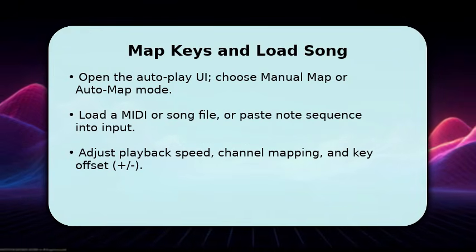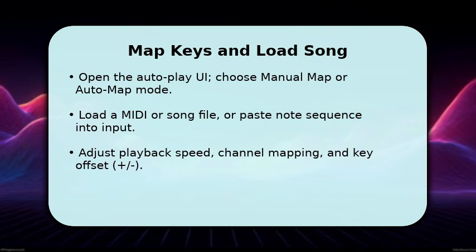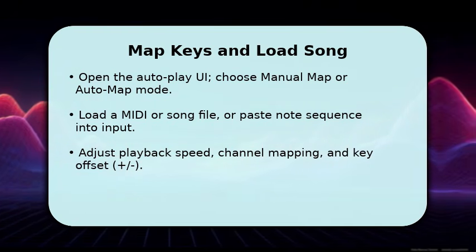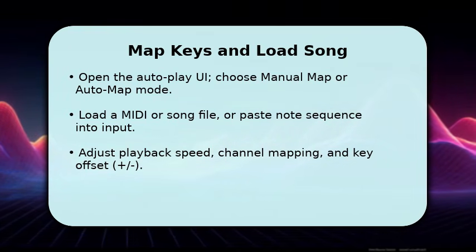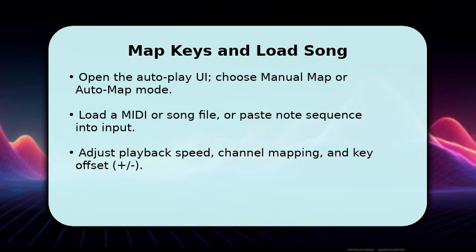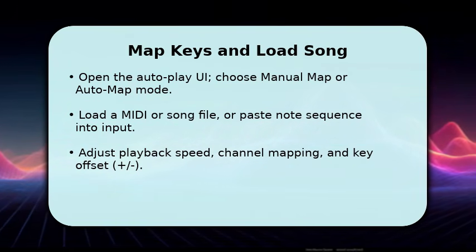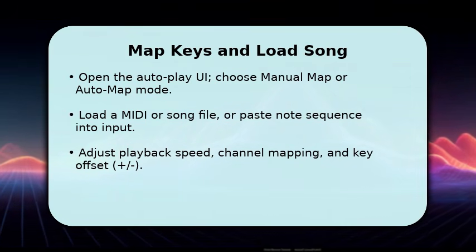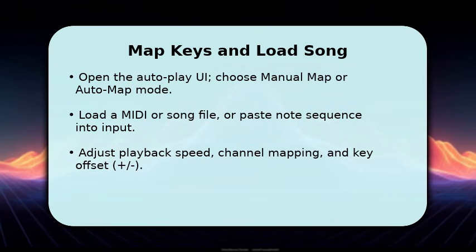You now map notes to keys. Open the Auto Piano interface and pick Manual Map for Precision or Auto Map to convert a MIDI automatically. Once loaded, inspect the note lane and assign each note to a keyboard key. Make sure octaves align and use key offset to correct transposition. Then set playback speed and choose whether to hold notes versus staccato. You should preview a short section at low speed to confirm timing and note placement before full playback.